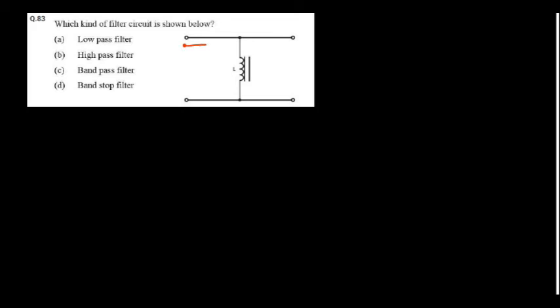Whatever low frequency signal comes, it will get bypassed here. So it's a high pass filter, because if this is the output, it will allow high frequency to pass. Low frequency signals, it will shunt. So it's a high frequency filter.